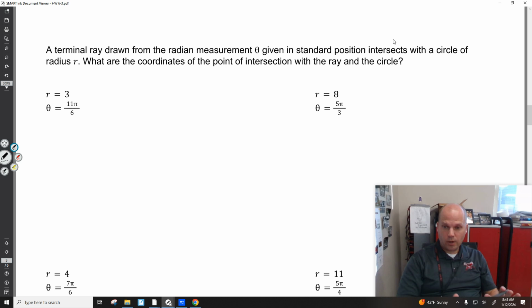So here we are. I am saying, hey, what are the coordinates of the point of intersection of the ray and the circle? I'll show you what the problem looks like overall, but then I'll show you how we're doing this and how we're thinking about it and how it's easy to do and what these coordinates are.